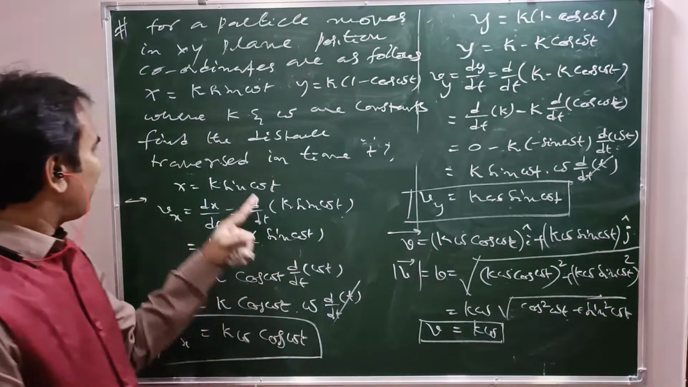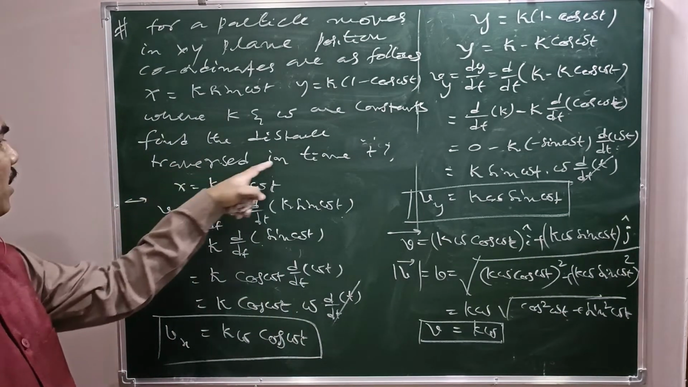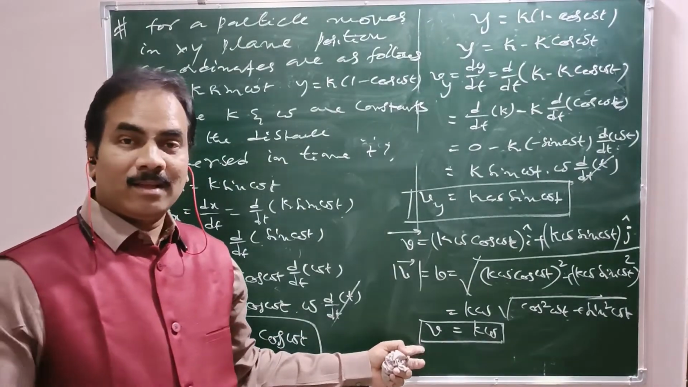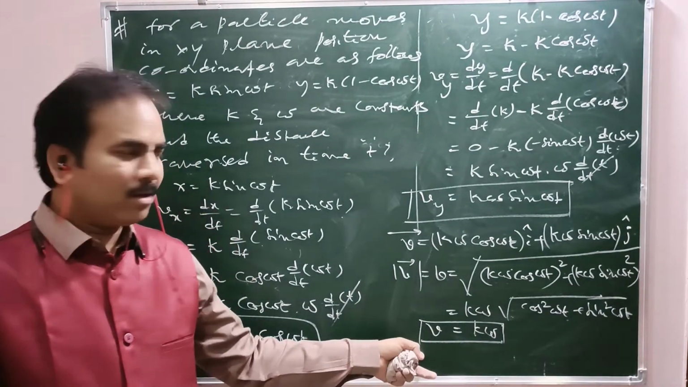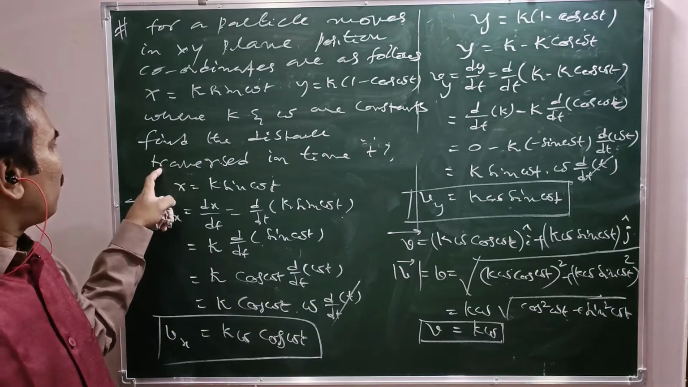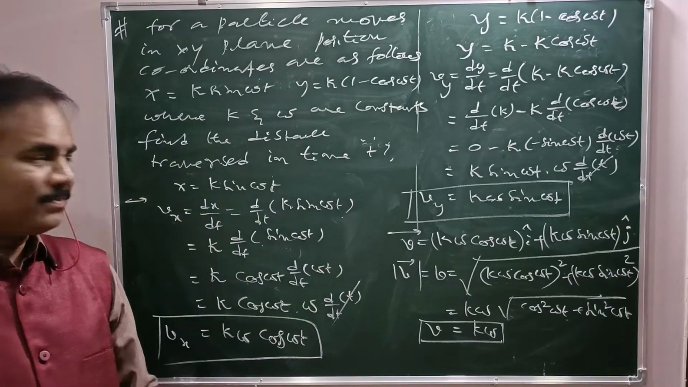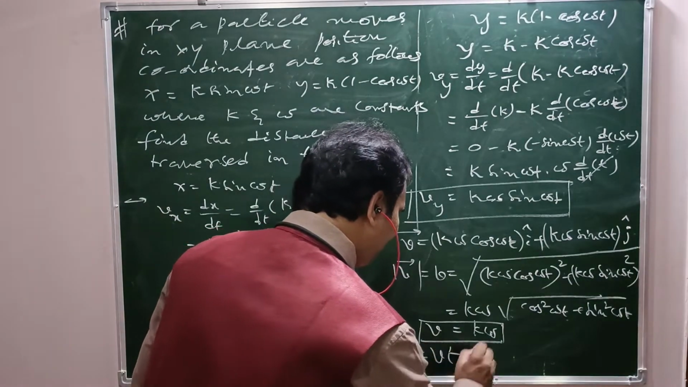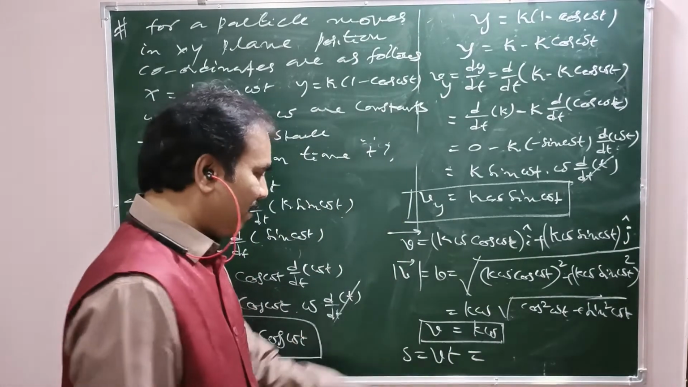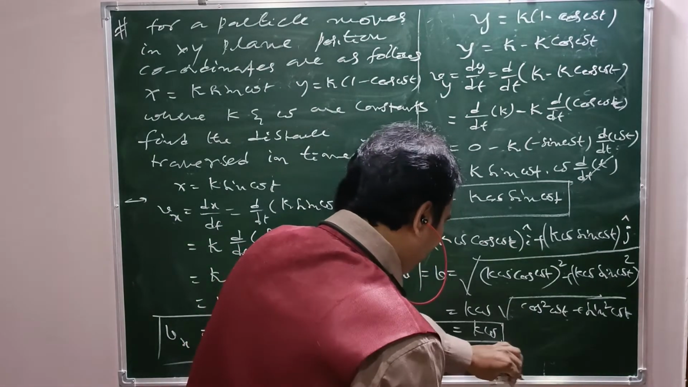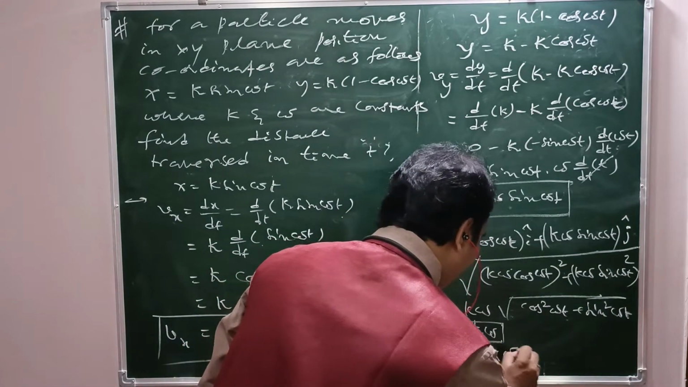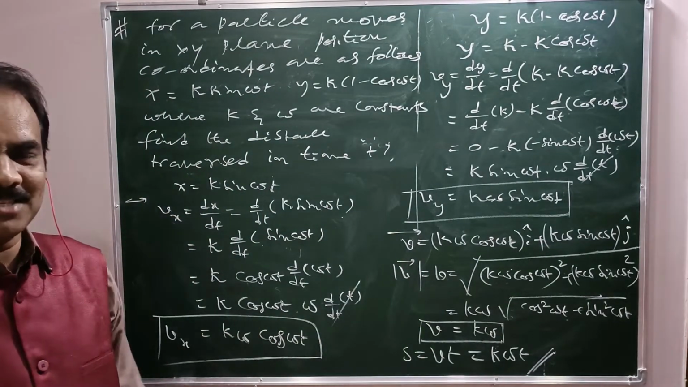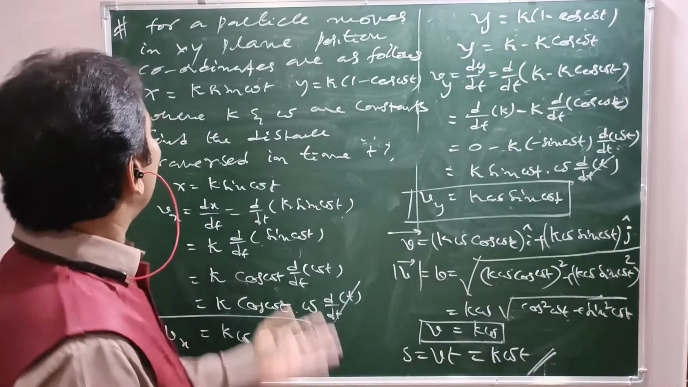Now, the ultimate question is to find the distance traversed in time t seconds, right? So we have the net velocity in magnitude. From this we can find the total distance traversed in time t, since distance equals speed into time. So distance s equals speed into time. What is speed? k omega into time, that is k omega into t. This is the distance traversed by the particle in time t seconds. Am I right? Okay. Shall I move to the next sum?